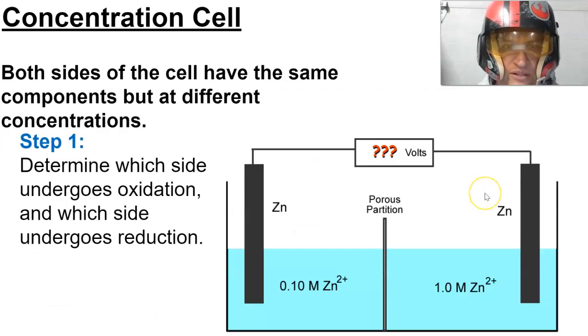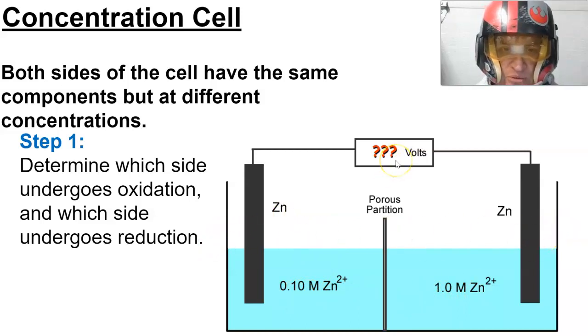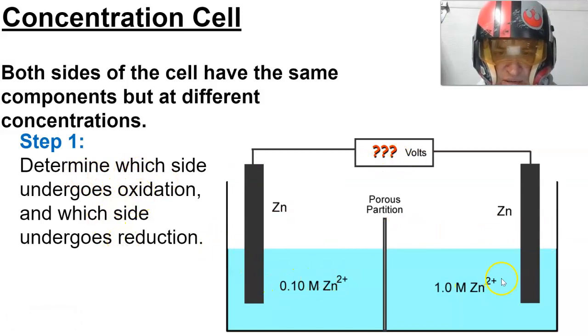Now you can also have what's called a concentration cell. Both sides of the cell have the same components, but different concentrations. You can see this one's 10 times as concentrated as this one. Again, same metals. What kind of voltage would occur? First you need to decide which goes oxidation, which goes reduction. Because again, they're both the same, but one's going to happen over the other.